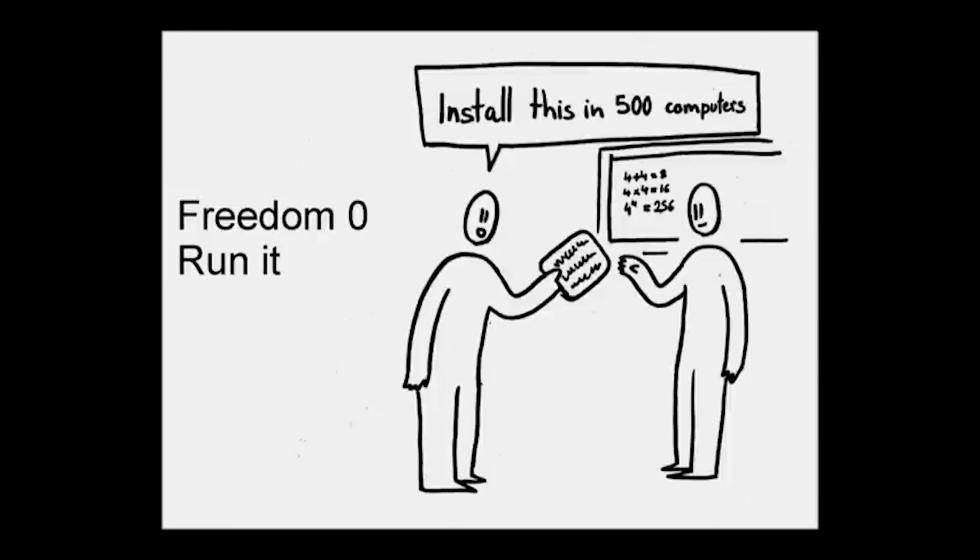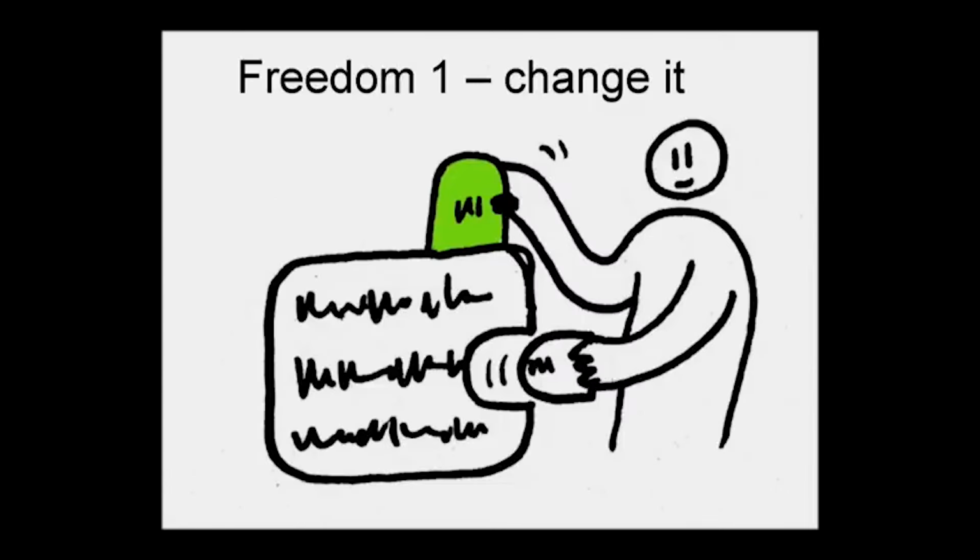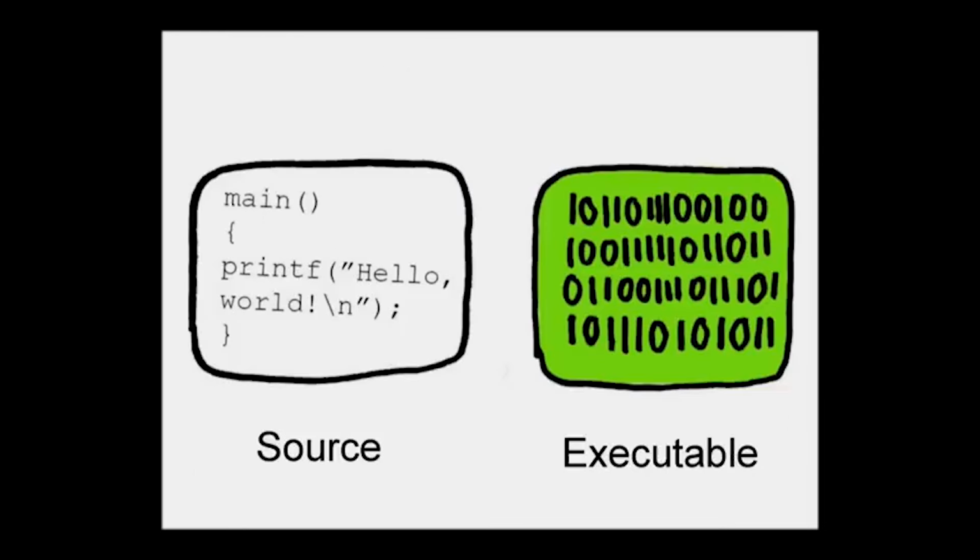So freedom 0 is the freedom to run the program as you wish for whatever purpose. Freedom 1 is the freedom to study the source code of the program and change it so it does the computing you want it to do. But what is the source code? Well, every program typically will have two forms. There's the form that you can read and you can understand if you know the programming language. That's the source. That's what programmers write and change.